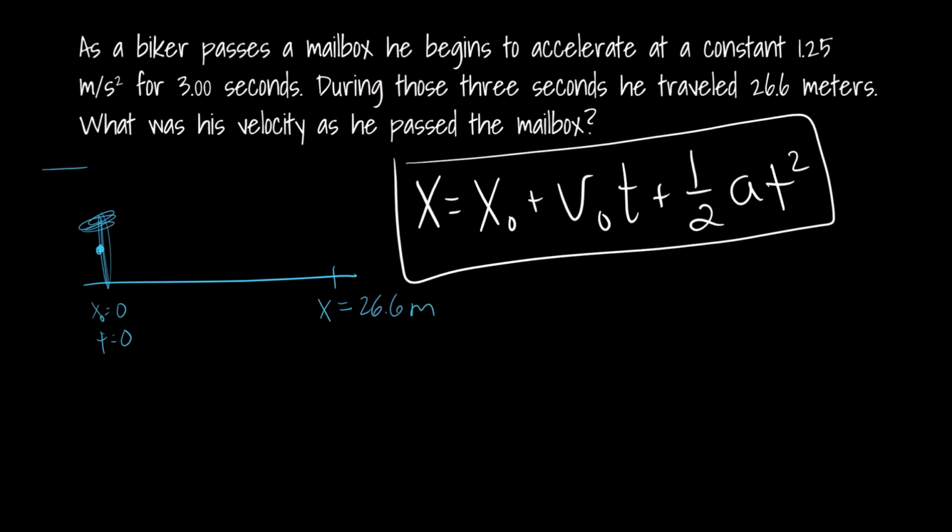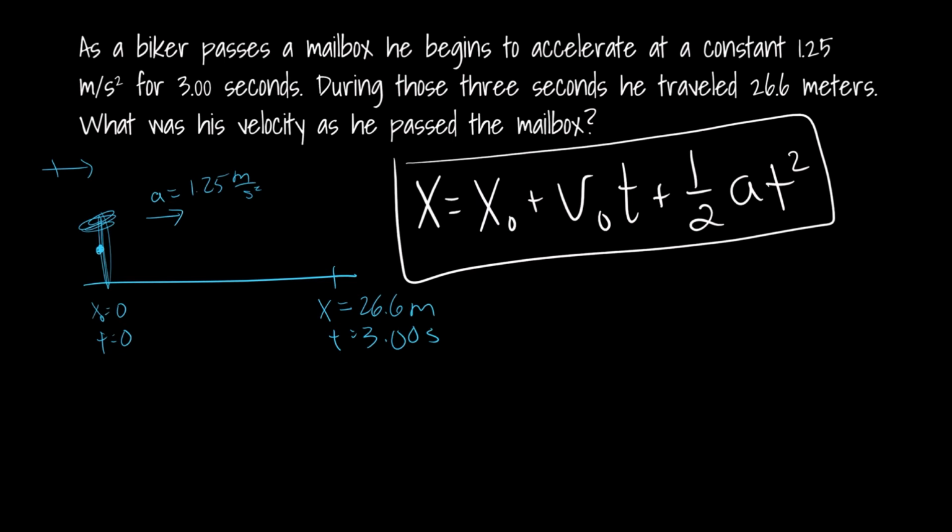So we've set our reference frame to be the positive direction to the right. This time equals 3.00 seconds. Oh, we also know that he started accelerating. The acceleration for this biker is equal to 1.25 meters per second squared, and it's positive, so we know it's in our positive direction in our reference frame.